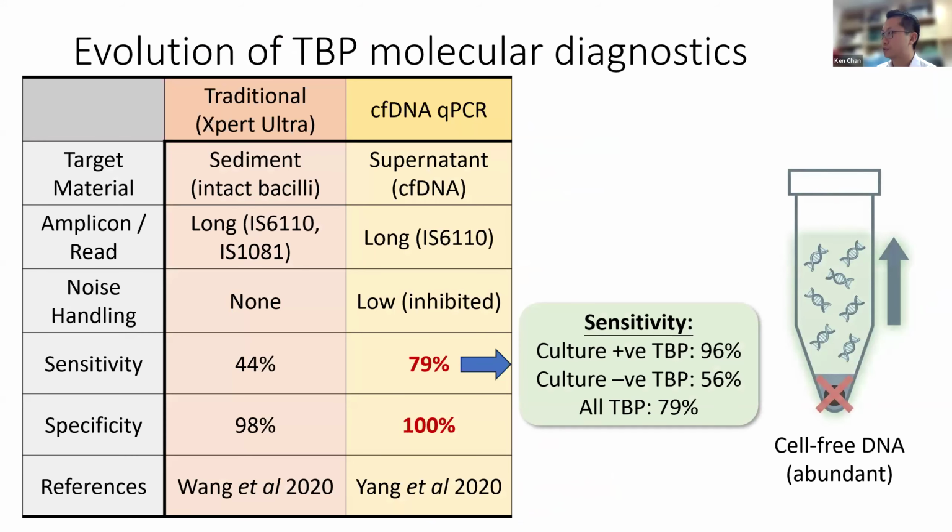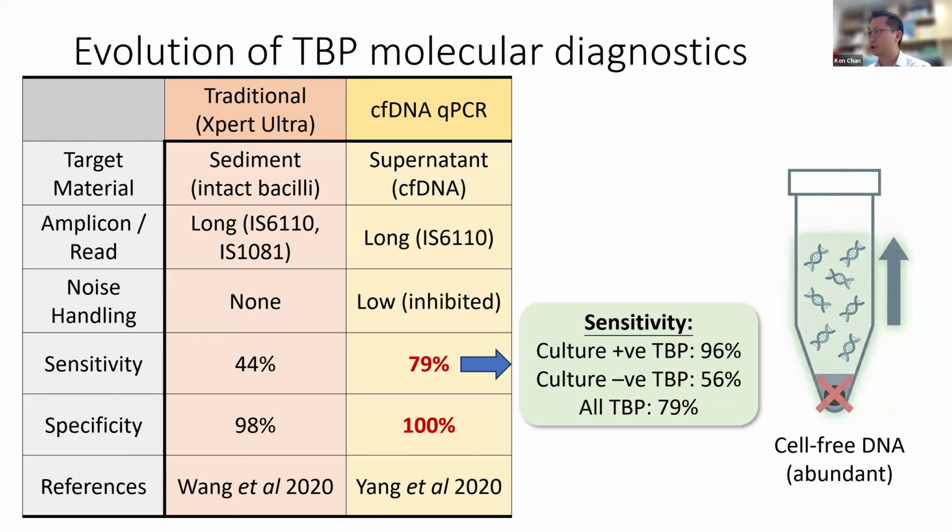Now, during the centrifugation, we actually separate the fluid into sediment and supernatant. Further understanding of the disease shows that the amount of cell-free DNA is abundant in the supernatants. When we apply the PCR and target it along the IS6110 sequence, we can actually achieve a higher sensitivity at around 79%.